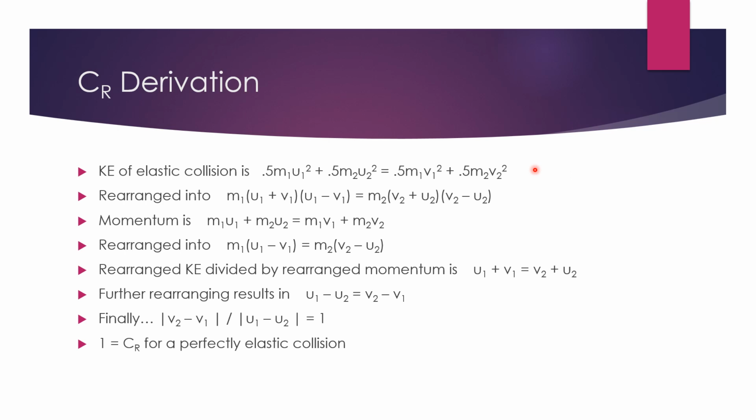CR derivation. The kinetic energy equation for a perfectly elastic collision is rearranged like so. The momentum equation is rearranged as well. Dividing the rearranged KE by the rearranged momentum results in this. At the end, we find that the equation is the same as the one for CR shown earlier.